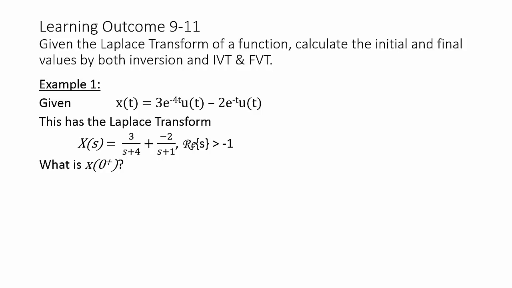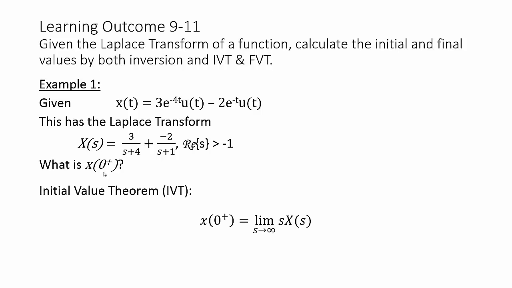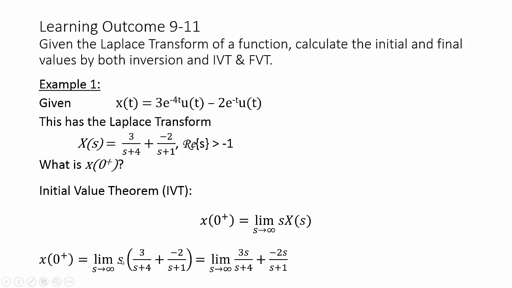We want to know its initial value, the time signal's value at just after time 0. We can use the initial value theorem, which says to take our Laplace transform, multiply it by s, and then take the limit of that as s goes to infinity. This first term, we have the s's cancel, so we have a limit of 3. Second term, the s's cancel, we have a limit of negative 2. 3 minus 2 is 1.